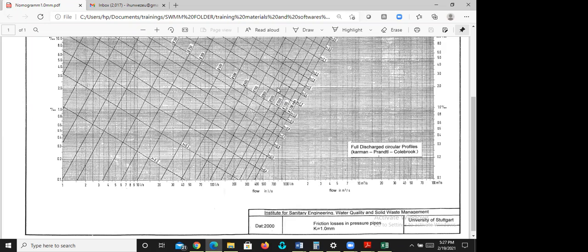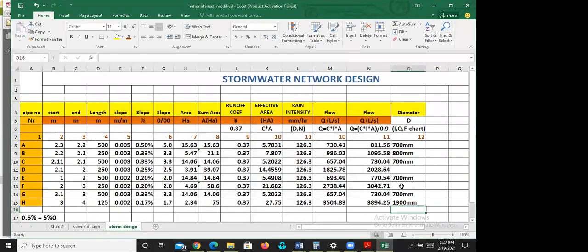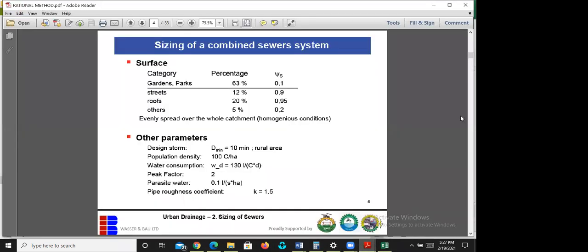Okay, you're right. 900. Wow. How come this one at 5%? Yeah, the sense in it. That means catchment E is like a flat slope. Catchment E is almost like a flat catchment.